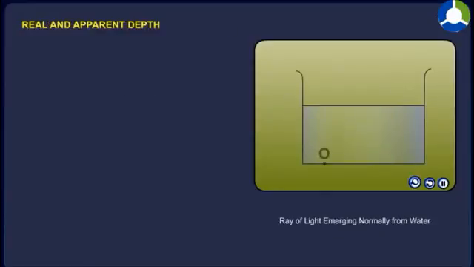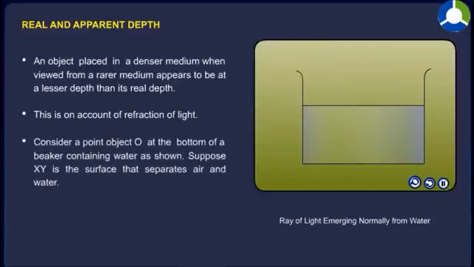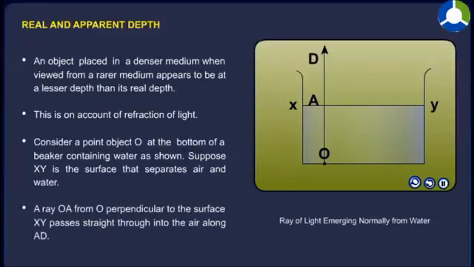Real and apparent depth. An object placed in a denser medium, when viewed from a rarer medium, appears to be at a lesser depth than its real depth. It is on account of refraction of light. Consider a point object O at the bottom of a beaker containing water as shown. Suppose XY is the surface that separates air and water. A ray OA from O perpendicular to the surface XY passes straight through into the air along AD.